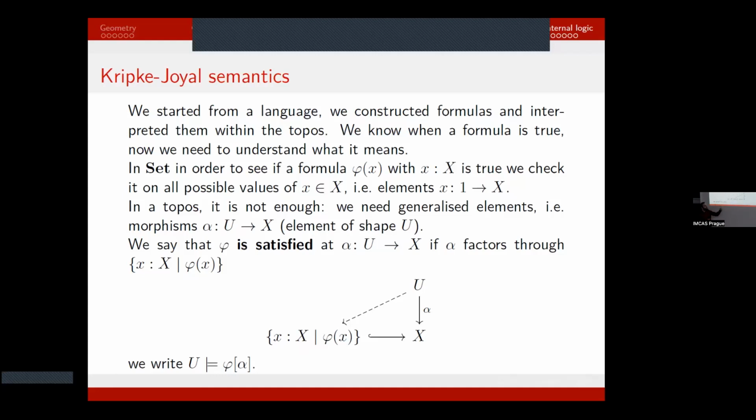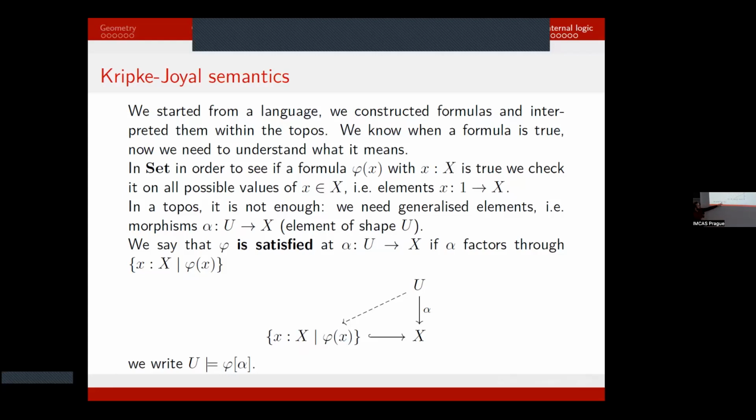And I will see if under this open, the statement will be true. This is more or less the interpretation. It's clear. But anyway, once we have this generalized object, we say that the formula phi is satisfied at the generalized object alpha from u if this map factorizes through the subspace where phi is true. So this is the generic interpretation.